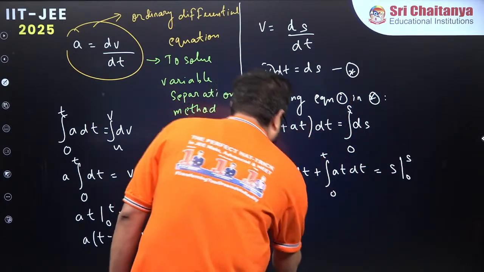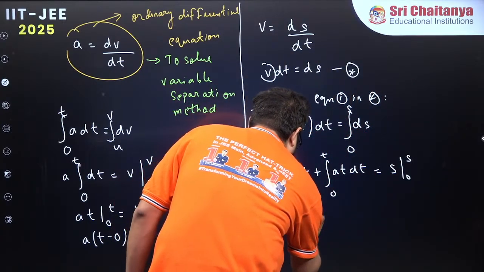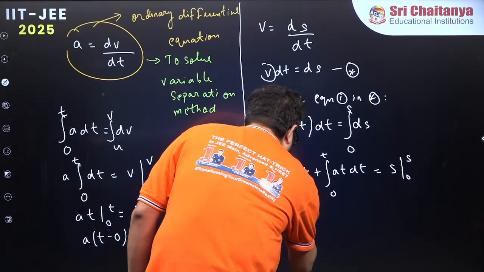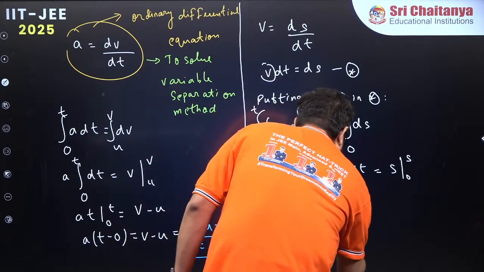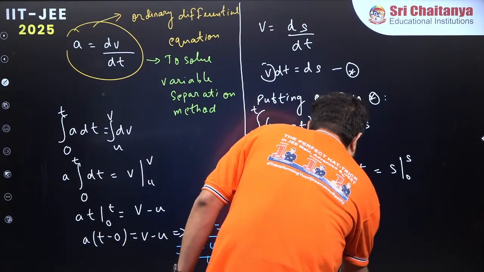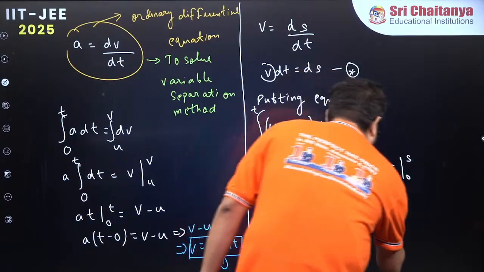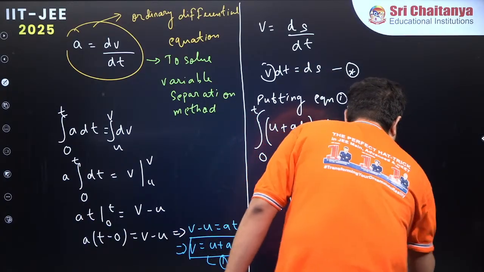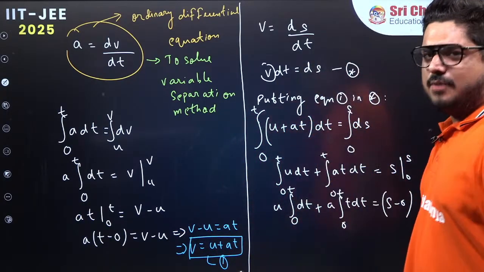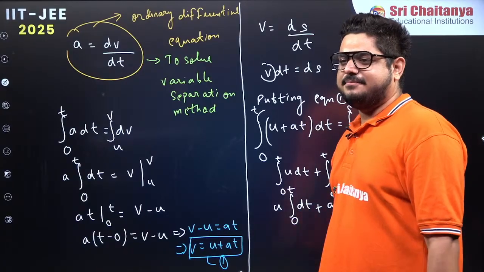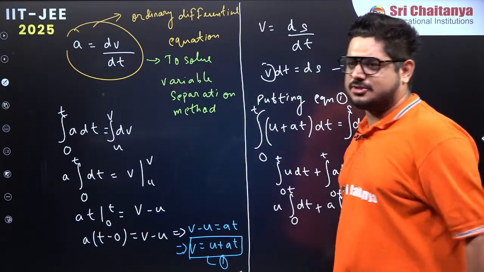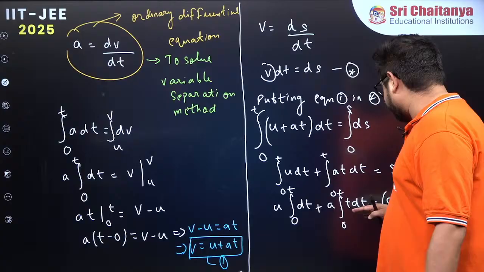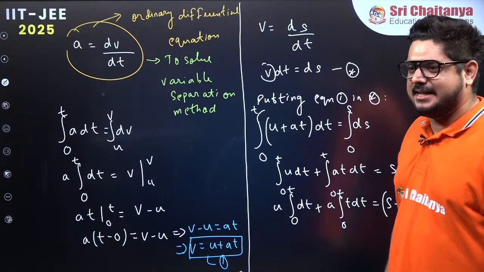And over there, u is constant, can be taken outside. dt 0 to t. Over there, acceleration is constant. Integral of t dt 0 to t is going to be s minus of 0. We can write it down like this, isn't it? What is going to be integral of dt? Write down the value over there in the chat box. What is integral of dt? What is integral of t dt? What will I be getting?